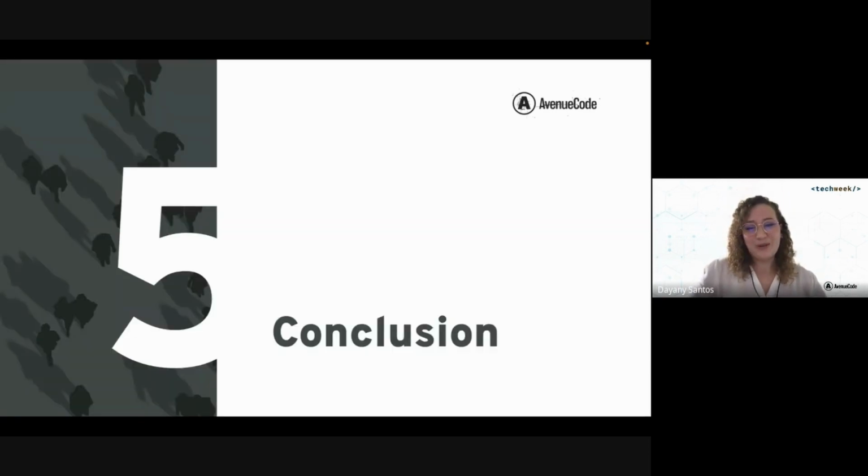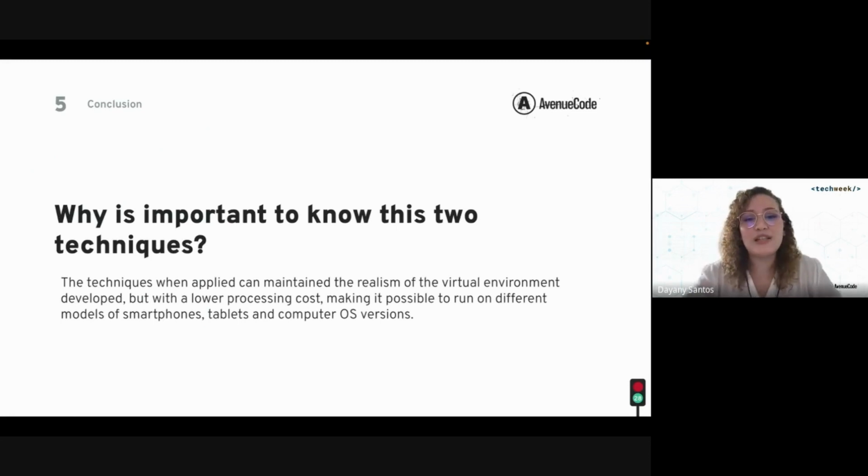So to conclude, why is it important to know these two techniques?